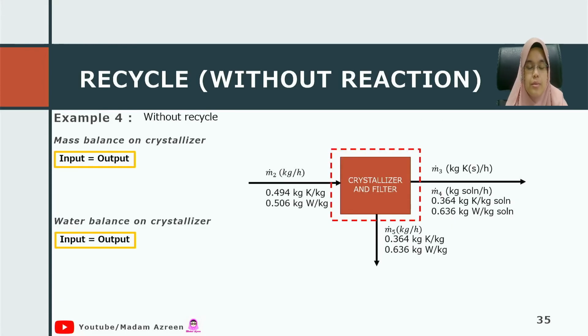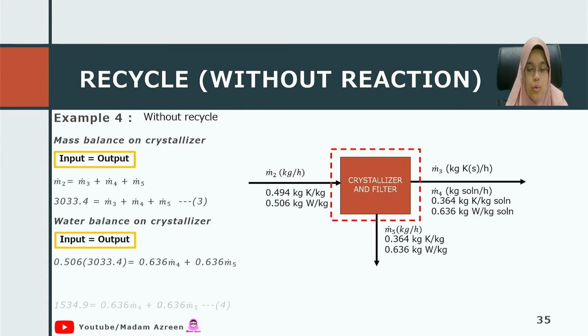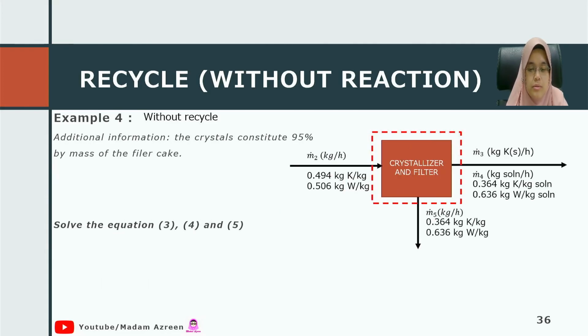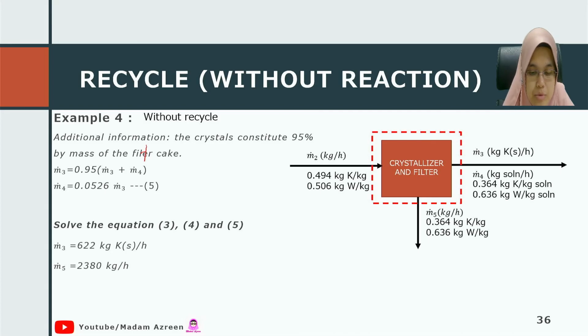Without recycle, you can also directly do a mass balance and a water balance at the crystallizer. You will get equation 3 and equation 4. You use another piece of information, which is that M3 is 90% of the filter cake. A typo here, filter cake. Then you straight away get the values of M3 and M5.